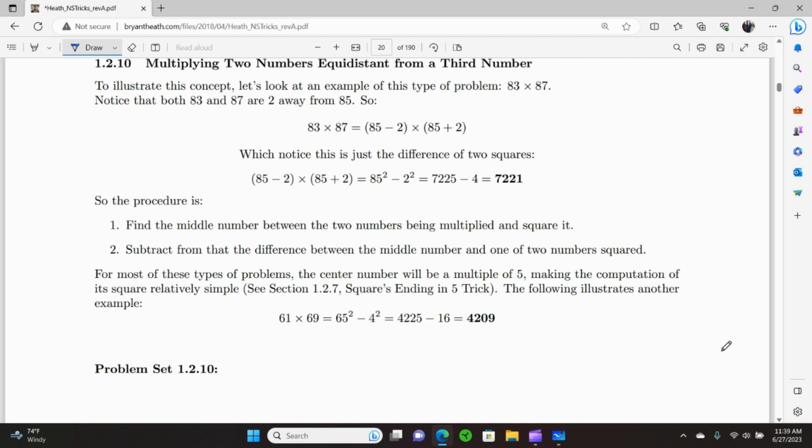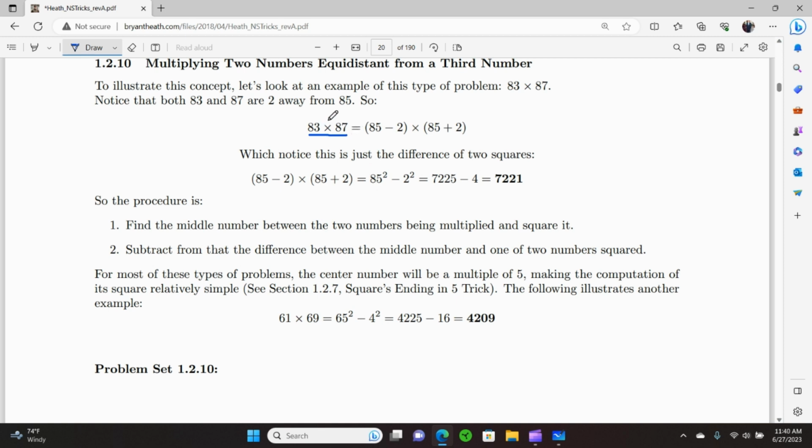Now, if you've taken my geometry class or maybe you've forgotten, equidistance is the same thing as saying the same distance away from a number. Take a look at this illustration at the top. The first problem is 83 times 87. You can use today's trick on this problem because 83 and 87 are the same distance away from one number. They're the same distance away from 85.